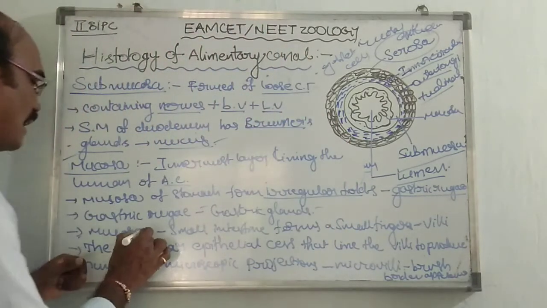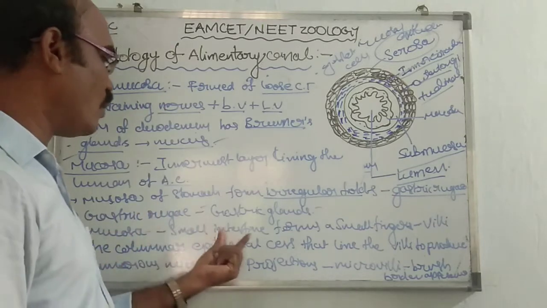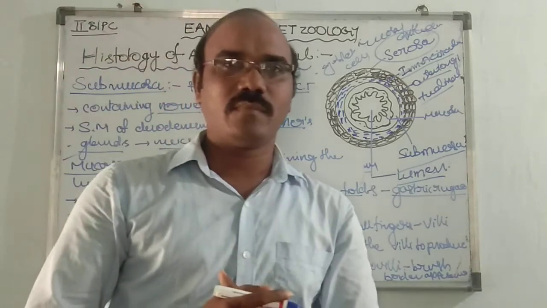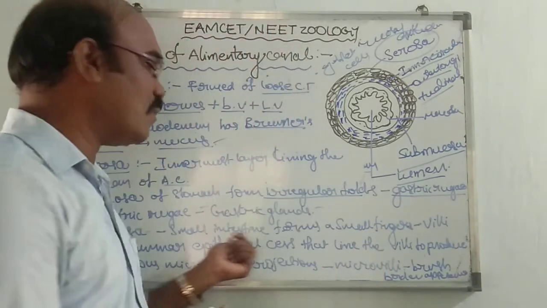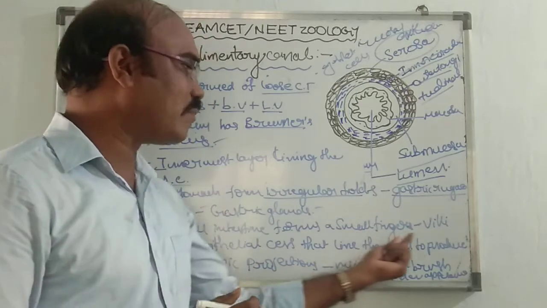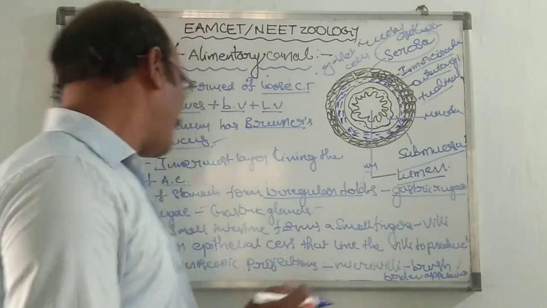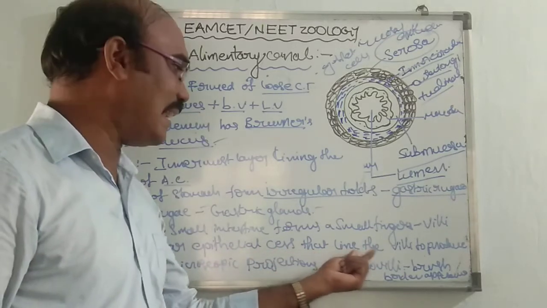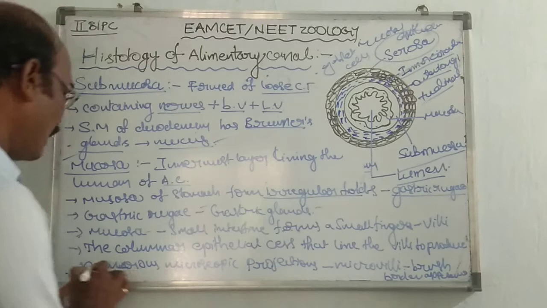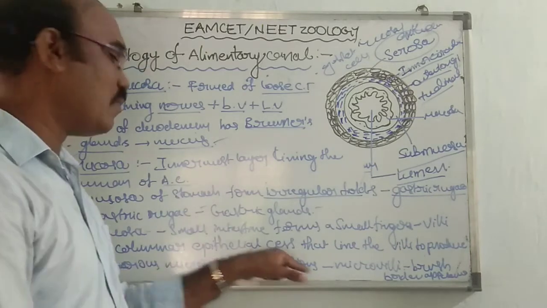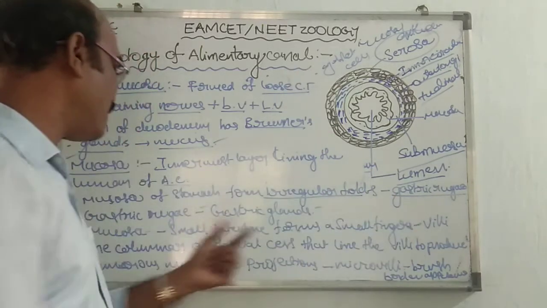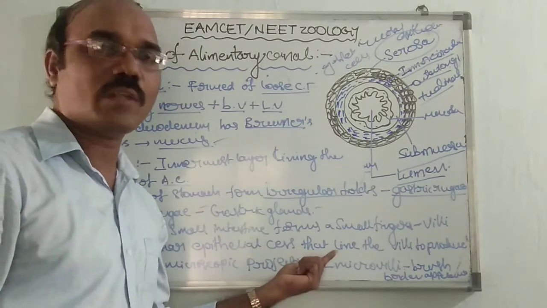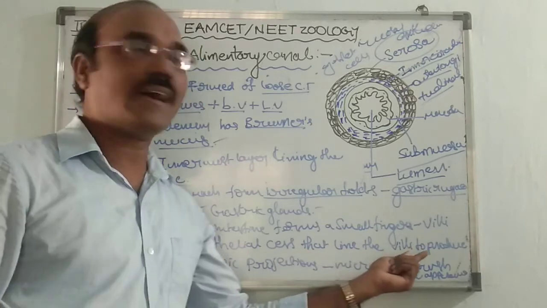We know that. And the mucosa of the small intestine forms small finger-like projections called villi. The columnar epithelial cells that line the villi produce numerous microscopic projections.